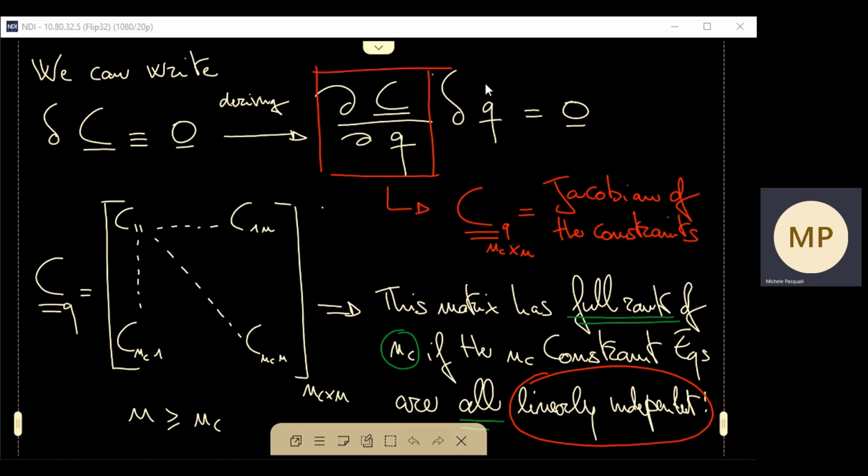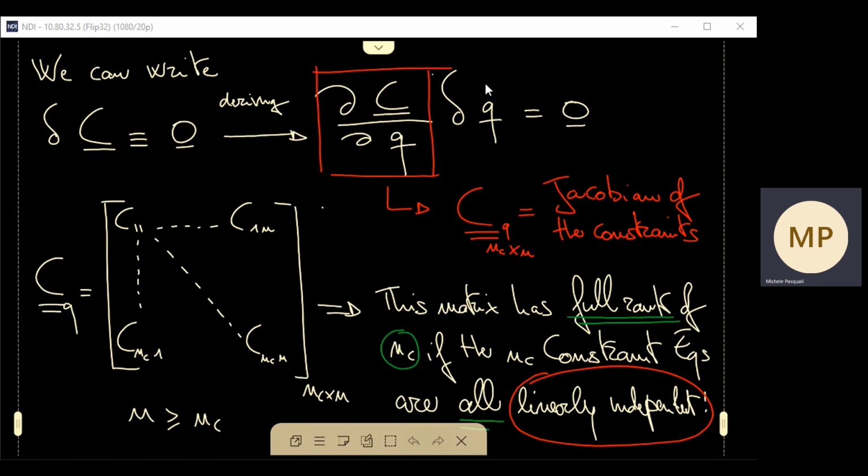That's not completely true. I mean, it's true, but it can be confusing, because if you calculate the rank of this matrix, you can also encompass the problem of not having linearly independent constraint equations. So the singularity of this CQ, of the Jacobian, can be due to two facts: a singular configuration, or linearly dependent constraint equations, okay?